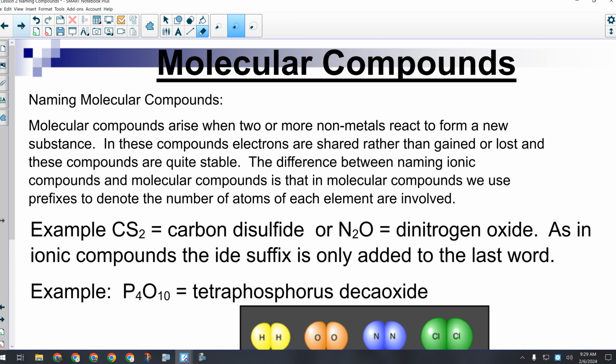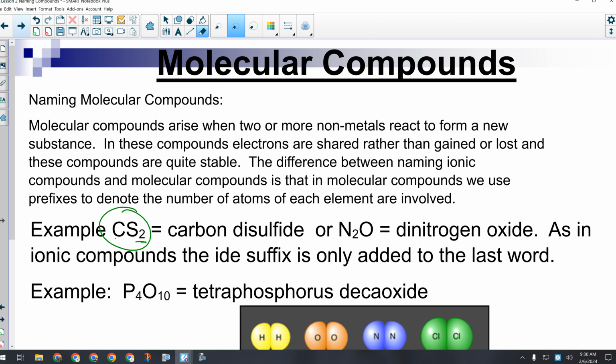So when we're naming these, if we have this example here, CS2 would be carbon disulfide. I write the name of the first nonmetal exactly like it appeared on the periodic table, and then I write the second one ending in "ide," and I put in any prefixes that are appropriate. There's a 2 on the sulfur. Prefix for 2 is di. Why didn't I put a prefix on carbon? What's the prefix for 1?